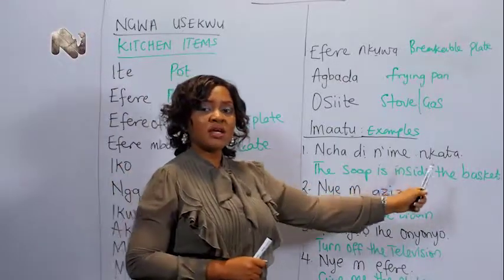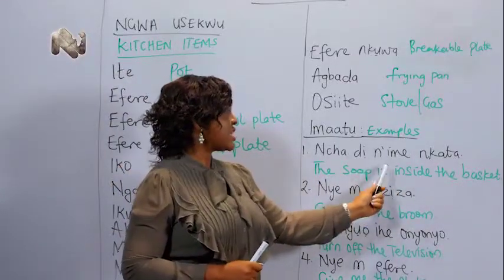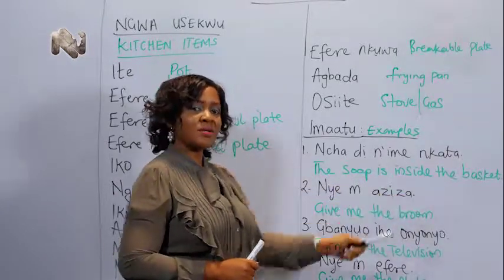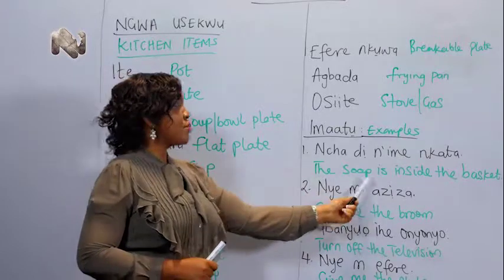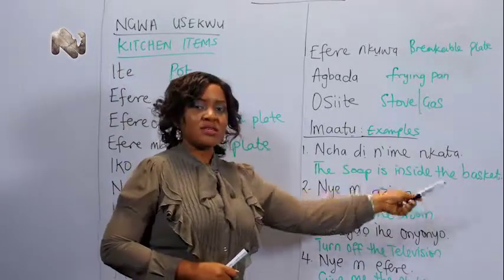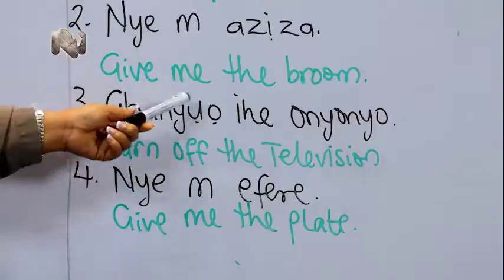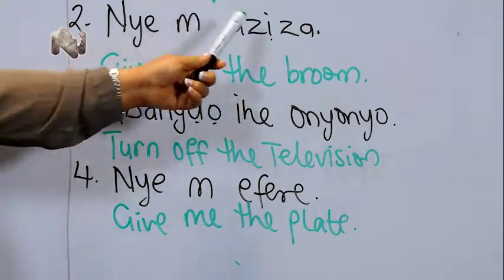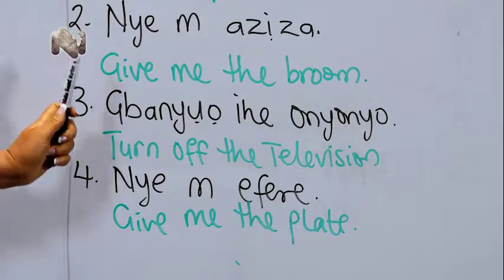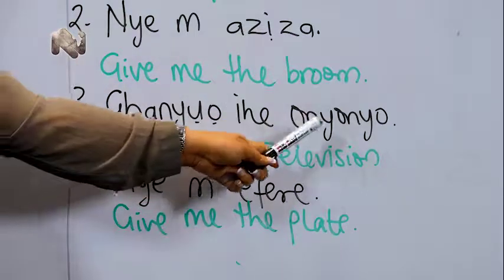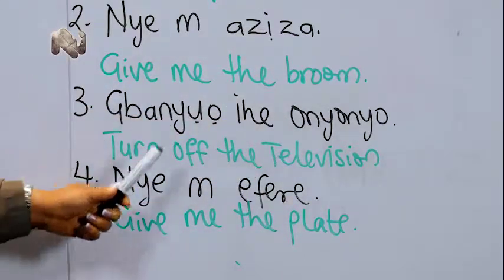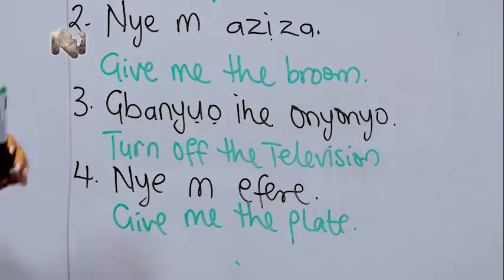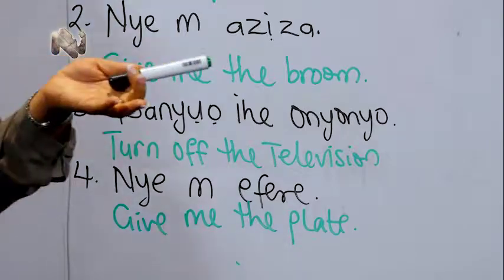Ncha di n'ime nkata. Di n'ime nkata means inside. It's inside the basket. The soap is inside the basket. Give me the broom. That's Nyem Aziza. Banyo ihe onyonyo means turn off the television. And Nyem Efere simply means give me the plate.